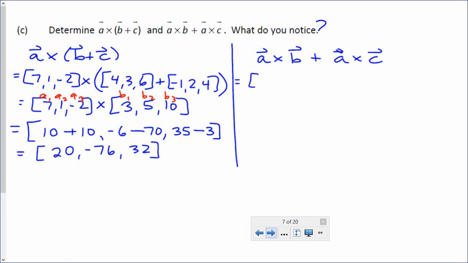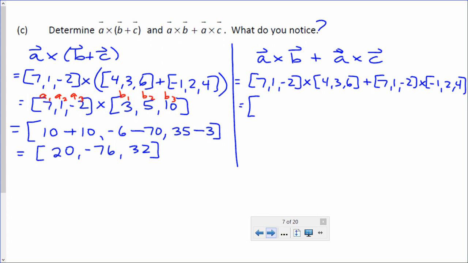So again, we've got 7, 1, negative 2 crossed with 4, 3, 6, plus 7, 1, negative 2 crossed with negative 1, 2, 4. So we have to do the cross product twice this time. Okay. So again, maybe we'll just go 1, 2, 3, 1, 2, 3.